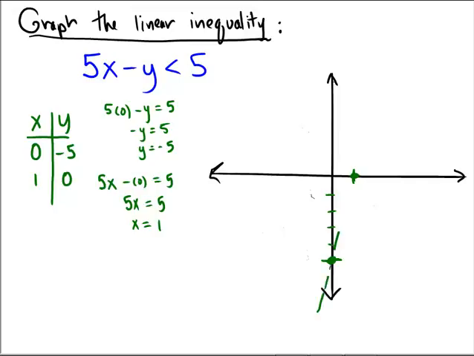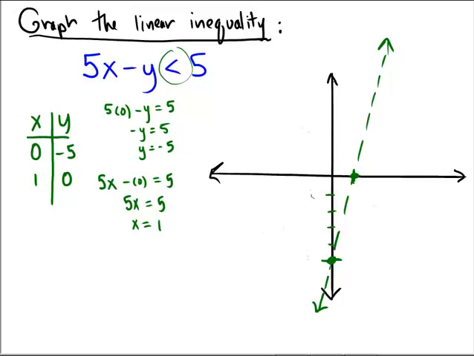Now notice that I'm drawing my line dashed, and the reason that the line is going to be dashed in this picture is because it's a less than, as opposed to, say, a less than or equal to, which would mean that we'd have to go up to the line.